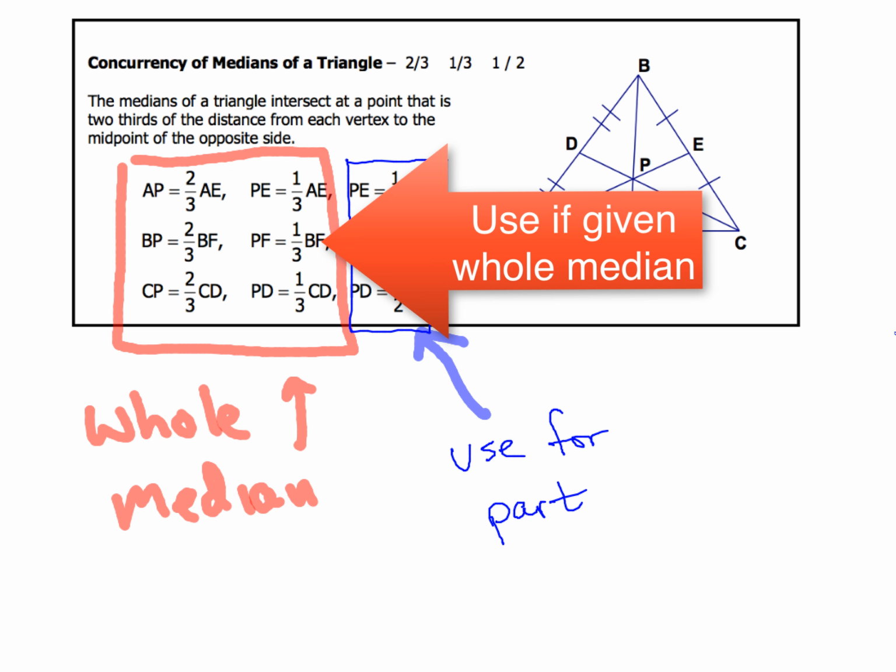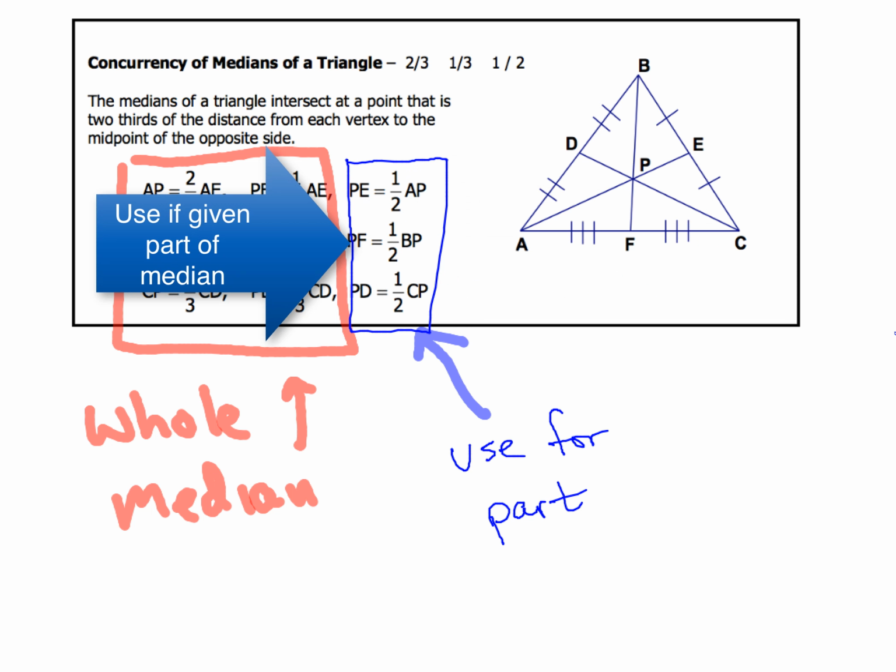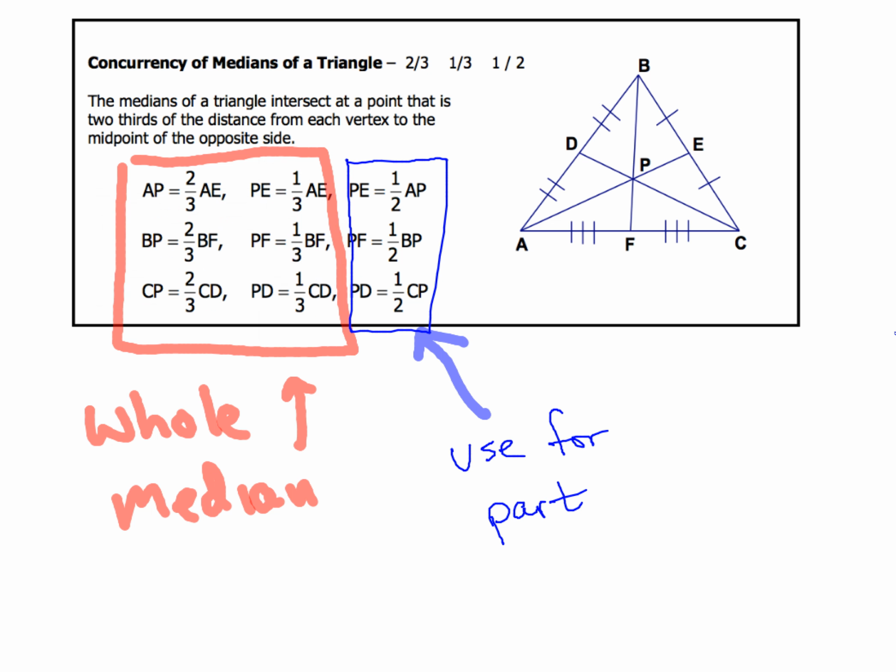So seems pretty simple enough. Whole median, we use one in the first two columns, and the pieces of the median, if I'm given either the long piece of the median or the short piece, then I'll use one of those formulas all the way in the right hand column. Now I like to call this a 2/3, 1/3, 1/2 part, and we're going to play around with this here in a little bit.